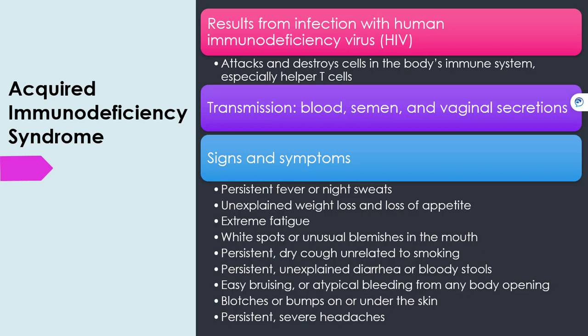The signs and symptoms include persistent fever and night sweats, unexplained weight loss and loss of appetite, extreme fatigue, white spots or unusual blemishes in the mouth, persistent dry cough unrelated to smoking, persistent unexplained diarrhea or bloody stools, easy bruising or atypical bleeding from any body opening, blotches or bumps on or under the skin, and persistent severe headaches.